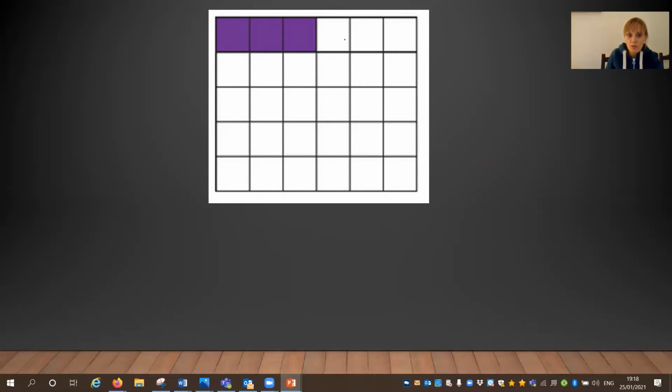So 1, 2, 3, 4, 5, 6 times by 1, 2, 3, 4, 5. So this grid this time has got 30 parts to it. And how many are shaded? There are 3. Now, I've got a bit of a problem here because what I've said on the last few slides is, well, I've got to make my denominator become 100.